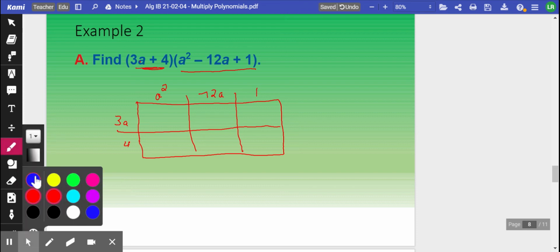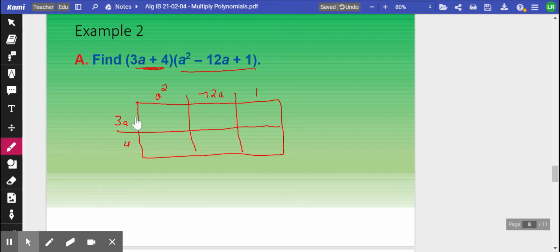Then I'm going to go through and do all the multiplications. Okay, so start on the top. 3a times a squared would be 3a to the third. Remember, when you multiply a's, you have to add the exponents. 3a times negative 12a is negative 36. See, a times a, add the exponents. I get a squared. And then finally, 3a times 1 is 3a. Go to the bottom. Now I'm multiplying with 4. So 4 times a squared is 4a squared.